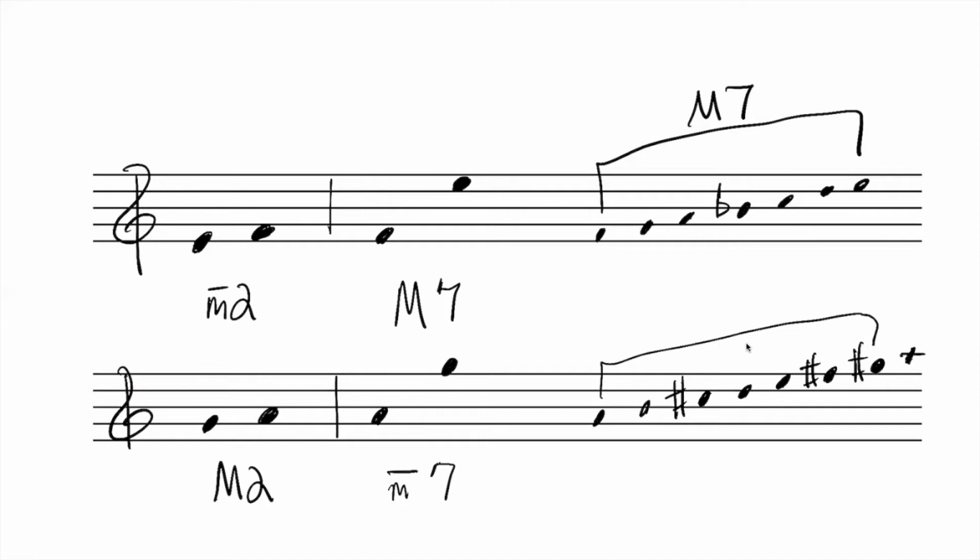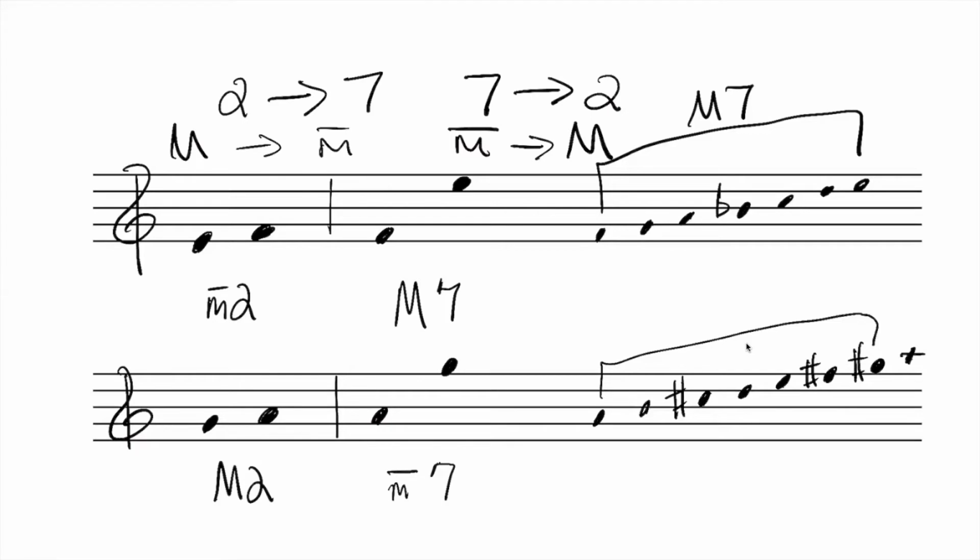Here's the takeaway. Seconds always invert to sevenths and vice versa. And major intervals always invert to minor ones and vice versa. Cool. This also can work for thirds and sixths. Take a look at these examples.